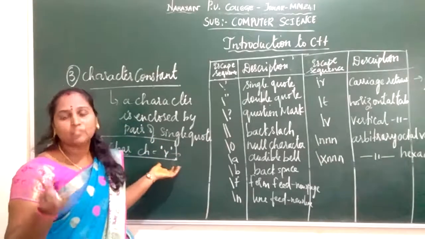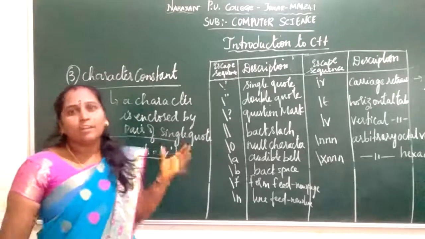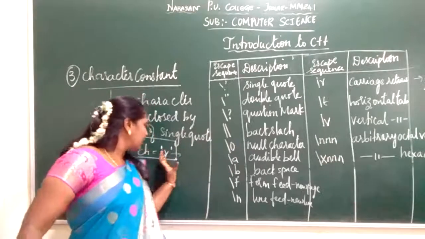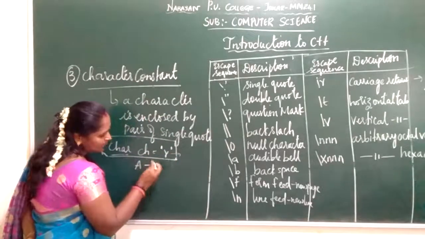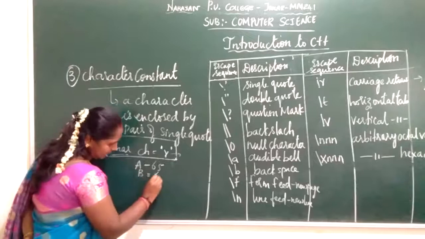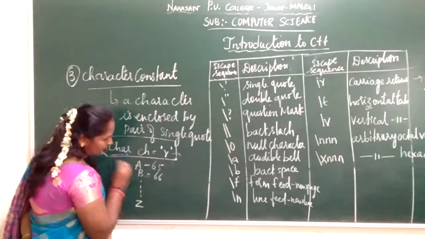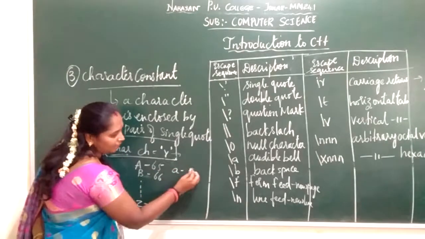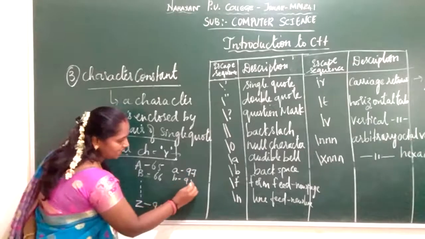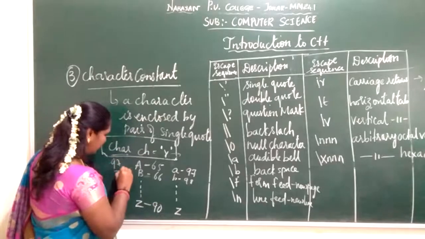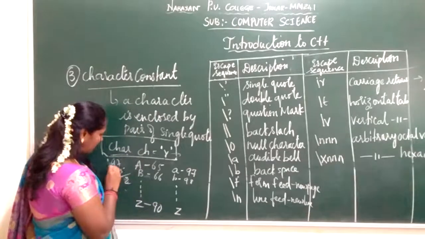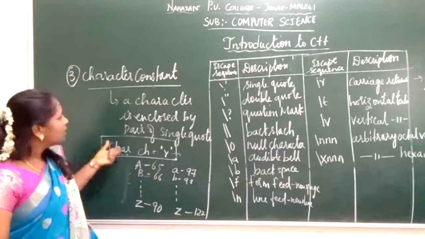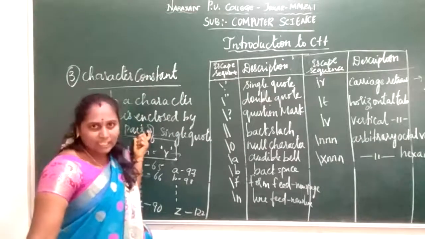the numeric values for each character. In ASCII, which you have already learned about in data representation, American Standard Code for Information Interchange, capital A starts with 65, B is 66, and so on up to Z, which is 65 plus 25, that is 90. Similarly, small a starts from 97, b is 98, and so on up to z, which is 97 plus 25, that is 122. These are the ASCII values for a character constant, which is enclosed within a pair of single quotes.